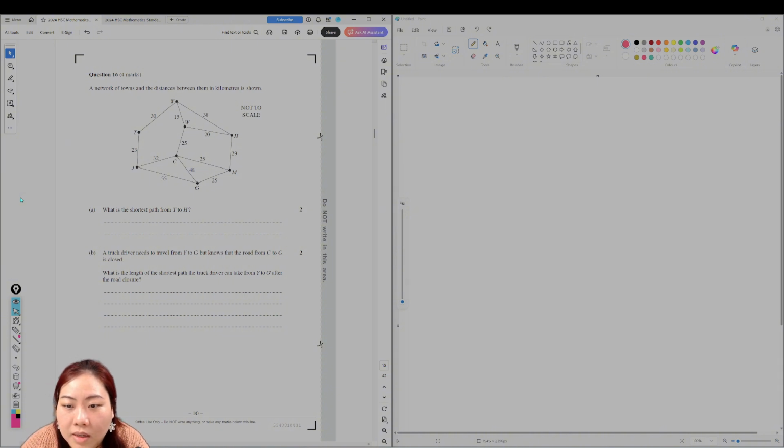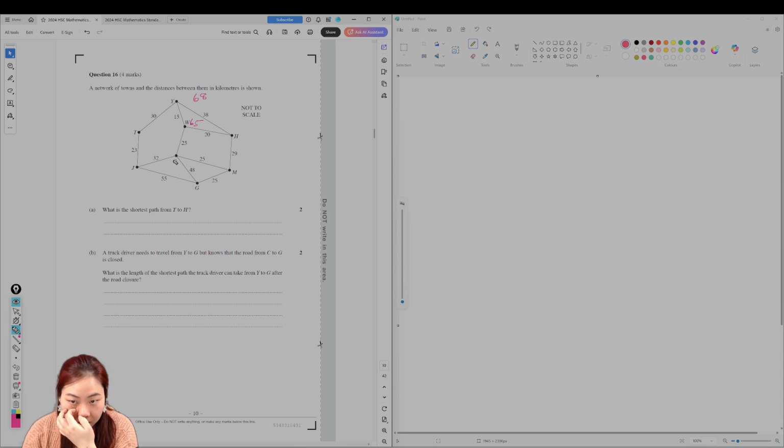T to H. Alright, let's do this. If we go through Y, that's 68. If we go through Y, W, H, is that longer? That's 35. No, that's actually shorter. So that's 65. It doesn't make sense to go that way. That's way longer.